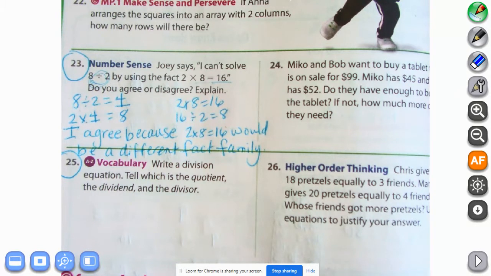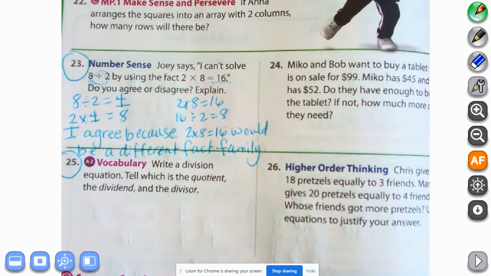Okay, make sure you push pause if you need to keep writing. We're going to move to 25. Write a division equation. Tell which is the quotient, which is the dividend, and which is the divisor. All right, let's think about it.